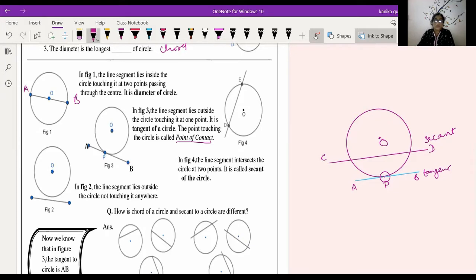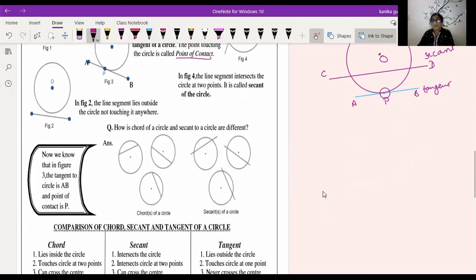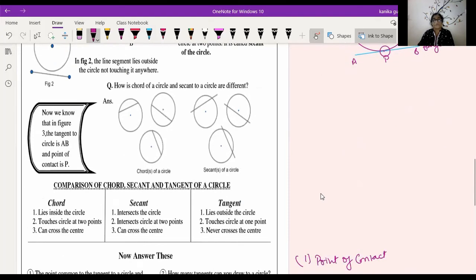Now the next question is how the chord of the circle and the secant of the circle are different. Now you observe that here you have the three circles. Here this is a chord, this is also a chord and this is also a chord. And next you have to look at this figure. This is a secant, it passes through the circle and cuts the circle at two points. This is also a secant, this is a secant.